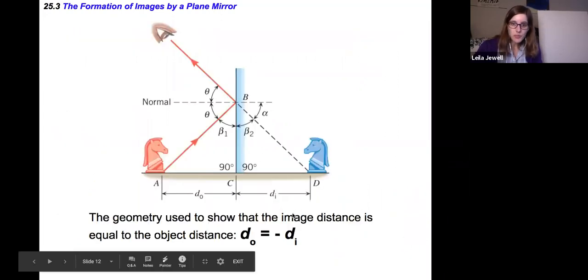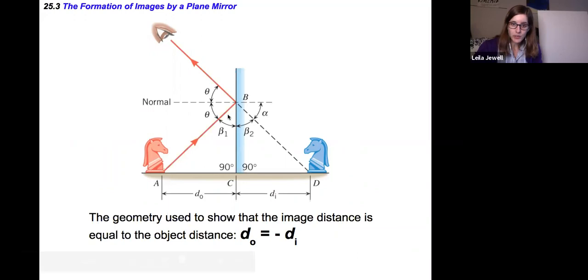Now, you could do some analysis of the different light rays coming in, right? The light ray coming off of the chess piece to your eye, and hey, these thetas have to be equal. And thus, if you draw the dotted line of what your eye appears to see, you can convince yourself, and I'm going to skip that theorem, that the distance from the chess piece to the mirror needs to be the same as the distance from the mirror to the virtual image of the chess piece.